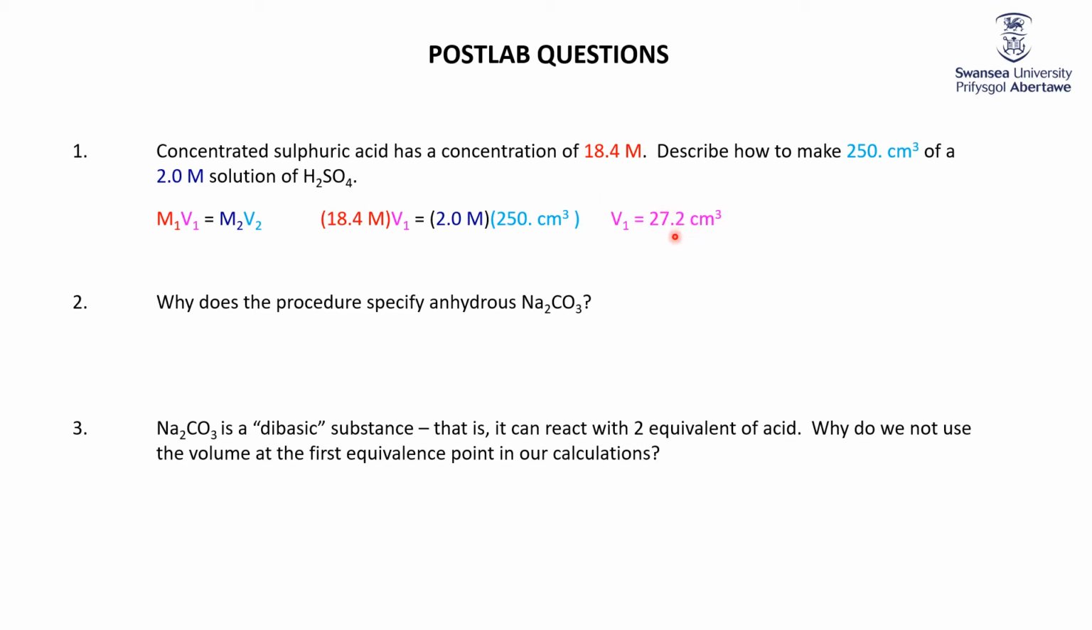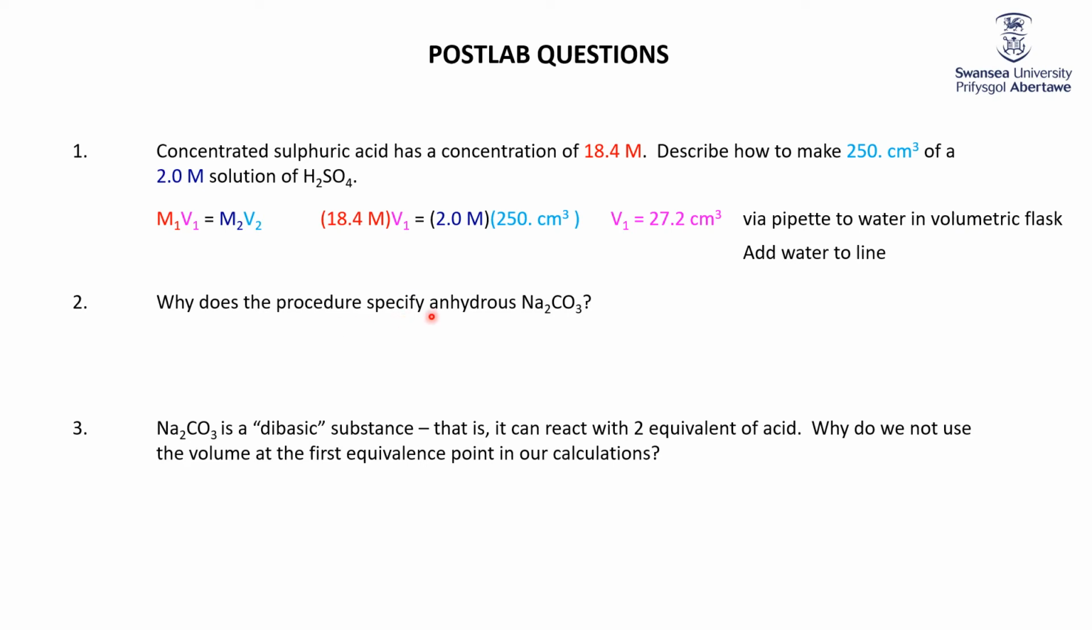So I'm going to need to take 27.2 cubic centimeters of concentrated sulfuric acid, which I will measure out using a pipette. I'll add that to some water in the appropriate volumetric flask, the 250 cubic centimeter volumetric flask, and then I'll add water up to the line of that volumetric flask.